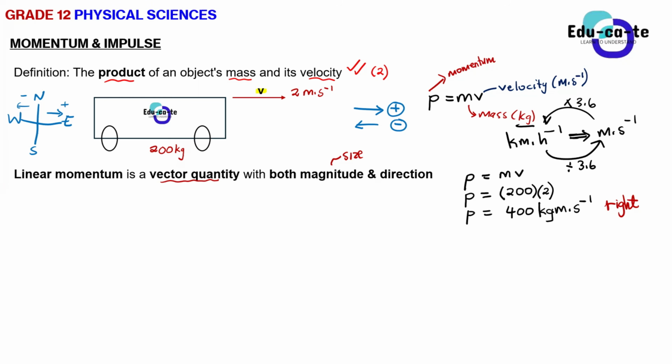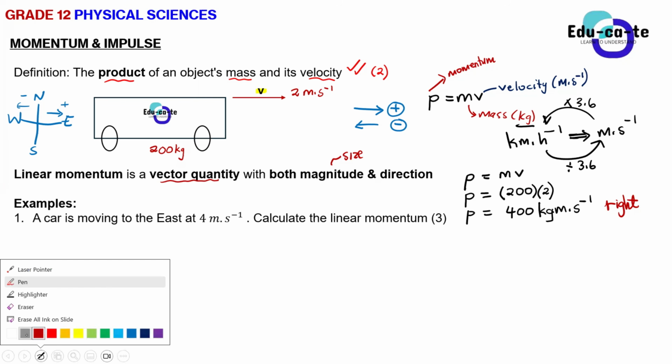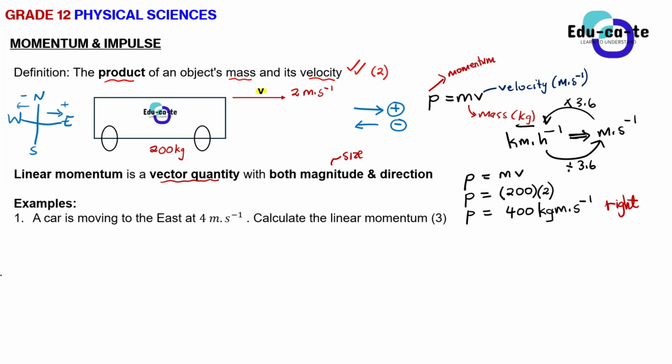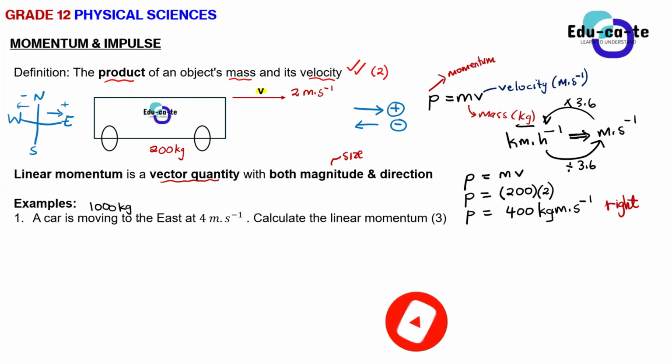Here's a quick question. A car is moving to the east at 4 meters per second. Calculate the linear momentum. 3 marks. Is that going to be difficult? What is the mass of the car? Okay, just take 1000 kg for the car. I forgot to put the mass here. So this 1000 kilogram car is moving to the east at 4 meters per second. Calculate the linear momentum. What are we gonna get?